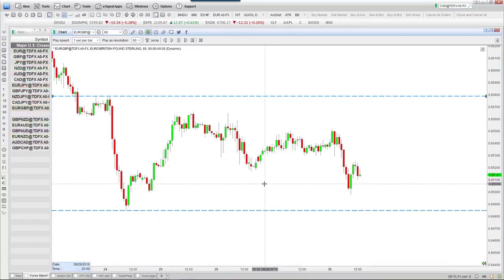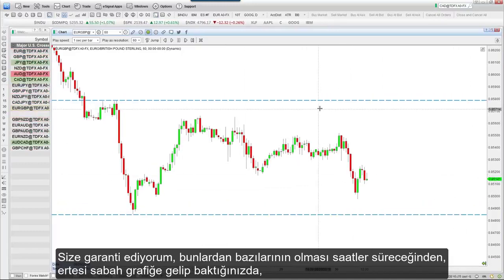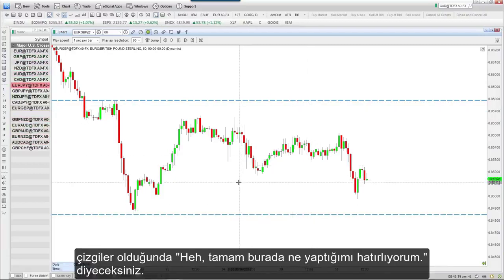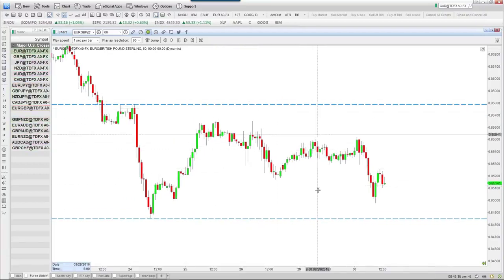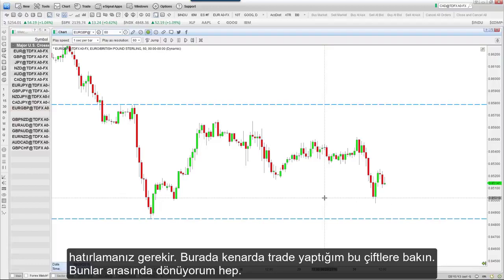They're there to help you. I guarantee you, with the number of hours it takes for some of this stuff to play out, it is helpful to cycle back to a chart the next morning and have these lines in there and be like, oh yeah, I remember what I was doing there. Otherwise, it's like you're staring at an empty page and you've got to remember all your analysis.